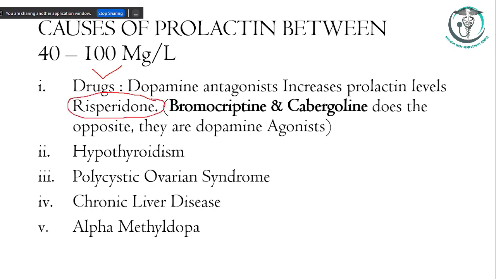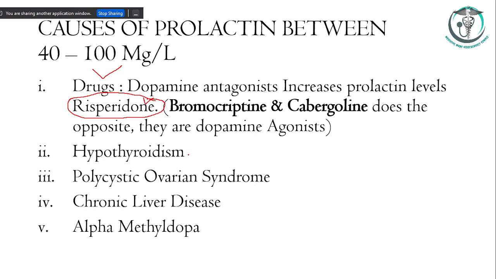Okay, just memorize it. Just know there's a drug called risperidone, and if you ever see it in your question, what you should have in your mind is high levels of prolactin. The drugs that I put in your brackets, they do the opposite. Bromocriptine and cabergoline, they do the opposite. They decrease the levels of prolactin. So memorize it as such.